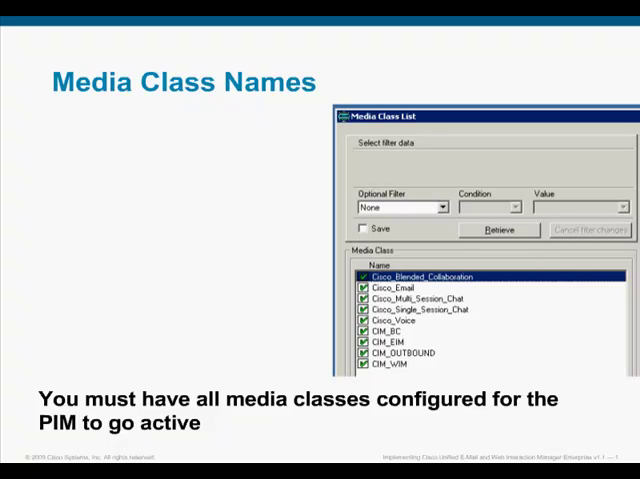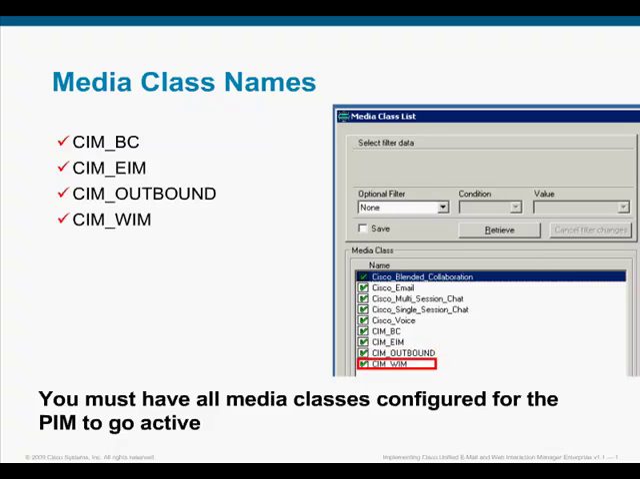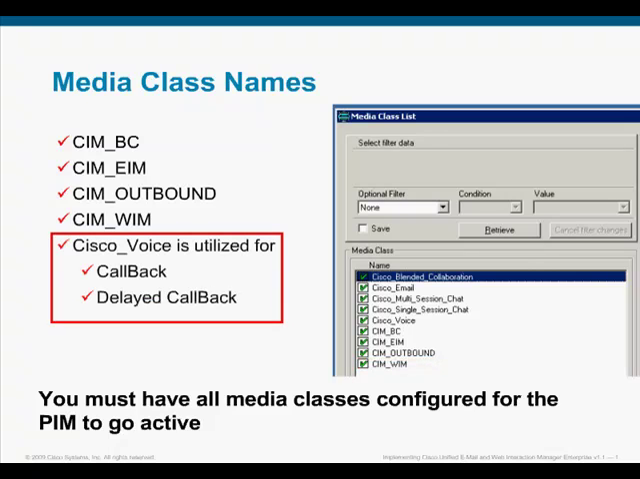Remember I noted that media class names were case sensitive? Well, it's very important when you create your media class to follow the naming convention that I have here. Create one media class, CIM_BC. The next media class will be CIM_EIM. Next, create CIM_outbound. Now go ahead and create another media class, CIM_WIM. For callback and delayed callback, we will be using the system-generated Cisco_voice media class.